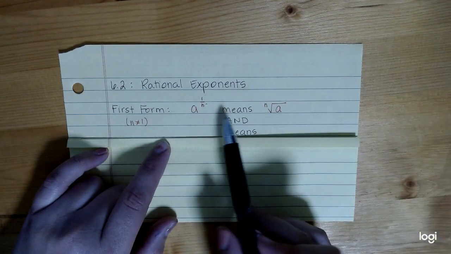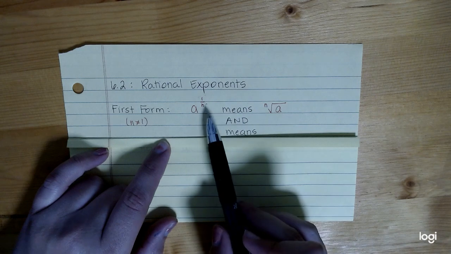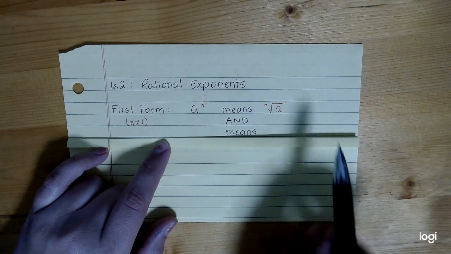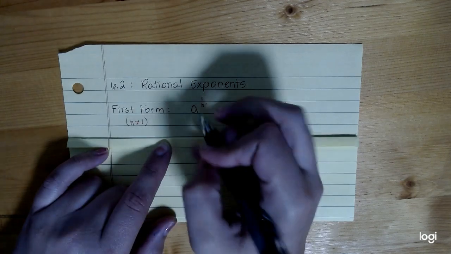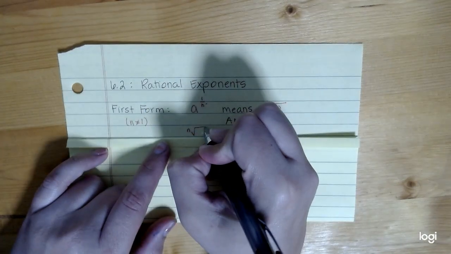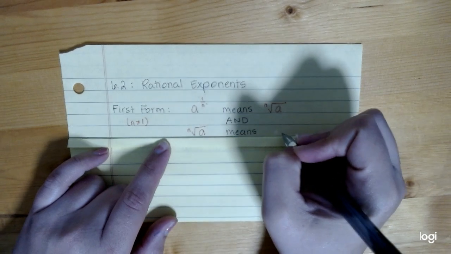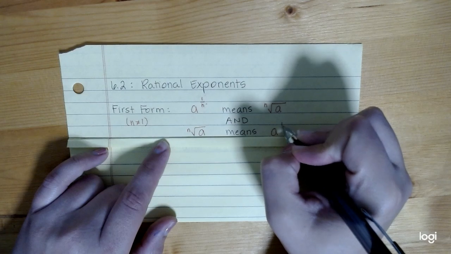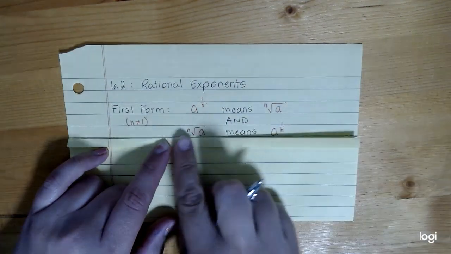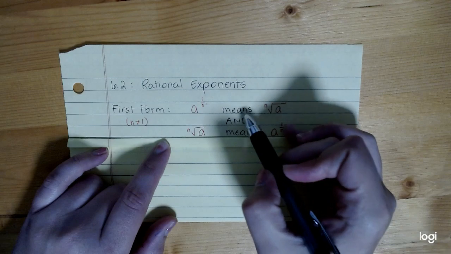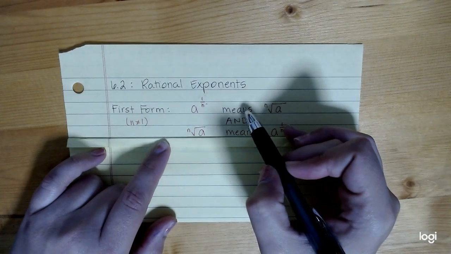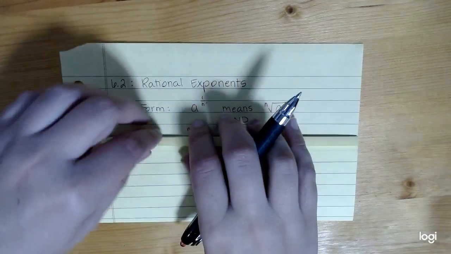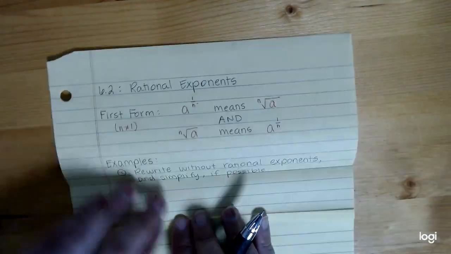And then because this is an equivalency statement, so we said a to the 1 over n power means the nth root of a, we can actually read that in reverse. We can read that as the nth root of a also means, or is equivalent in value to, a to the 1 over n power. So when I say that word means, I'm talking about an equals, so we're equating value there. All right, so let's see our first example.